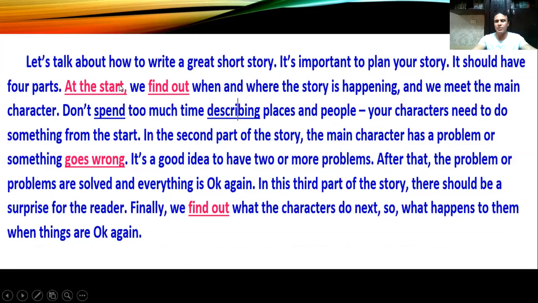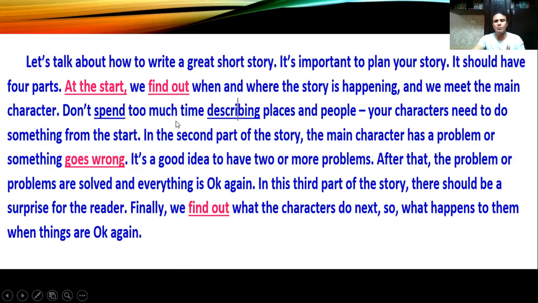At the start, في البداية، الجزء الأول، we find out when and where the story is happening. بتعرض القصة بتحصل فين؟ ممكن بالأحداث نفسها، فين وإمتى. And we meet the main character. لازم في الجزء الأولاني تظهر لنا الشخصية الرئيسية.